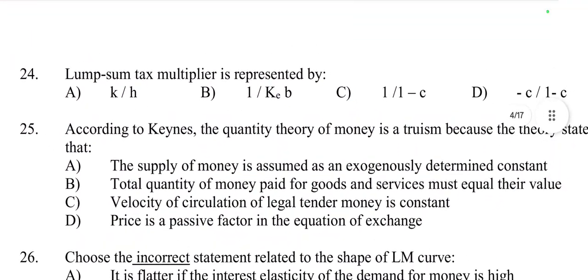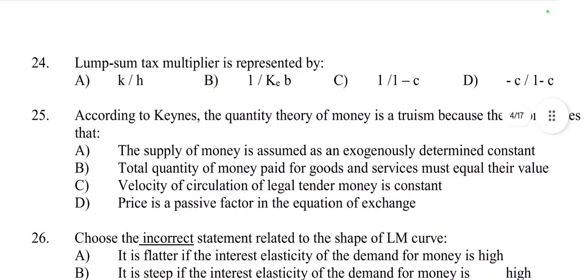Then question number 24. The lump sum tax multiplier is represented by the ratio minus C by 1 minus C. Yes, the lump sum tax multiplier is represented by minus C, meaning MPC, divided by 1 minus MPC.